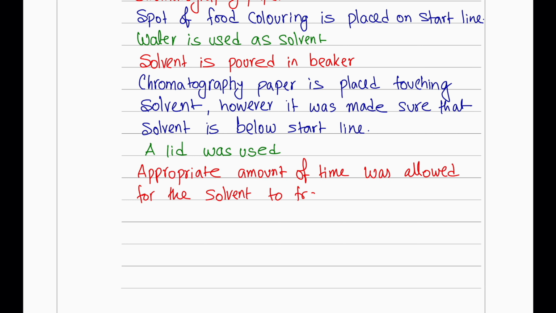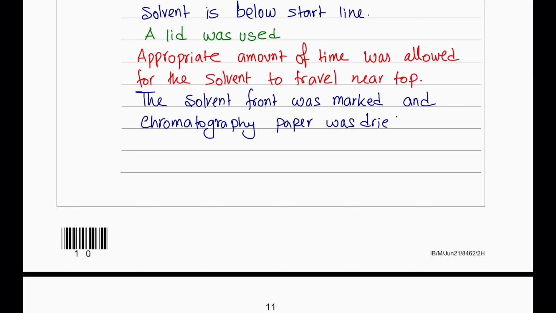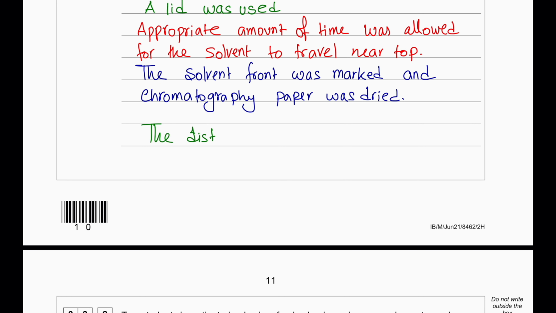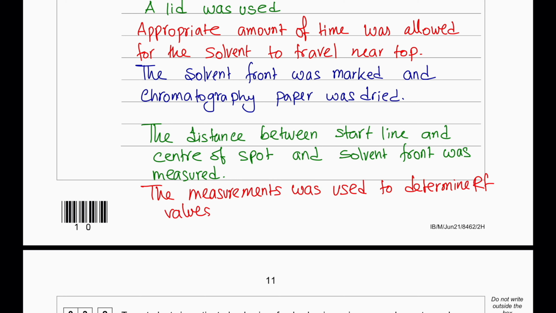Then we will mark the solvent front, up to the point where the solvent has traveled, and then we will dry the chromatography paper. Then we will take the following measurements. Measure the distance between the start line and the center of the spot that has been reached, and we will also measure between the start line and the solvent front. Then we will use both of these values to calculate the Rf value.